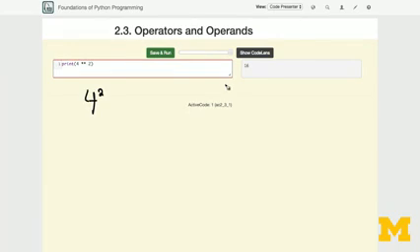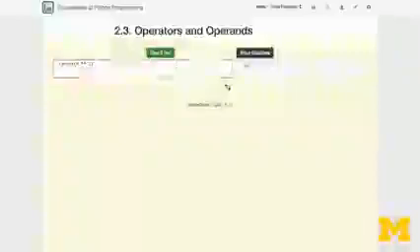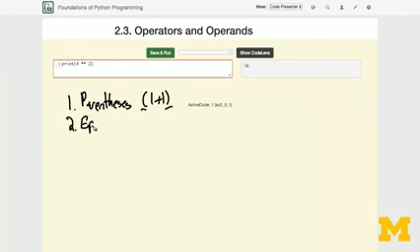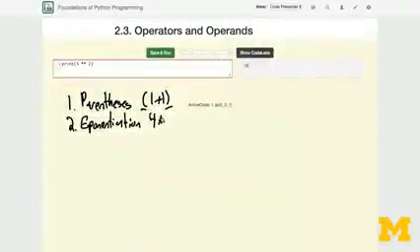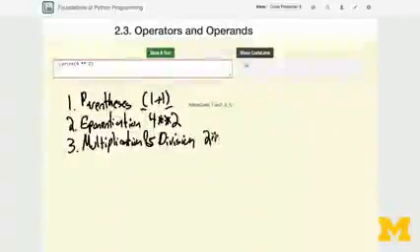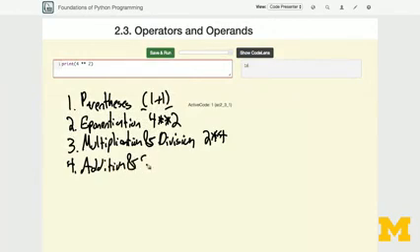When executing code, Python follows the normal order of operations that you might be used to in math. So at highest precedence is whatever is in parentheses, and then below that is exponentiation. So that would be something like 4 to the power of 2. Below that, there's multiplication and division. So that would be something like 2 times 4. And then below that, there's addition and subtraction, like 2 plus 3.